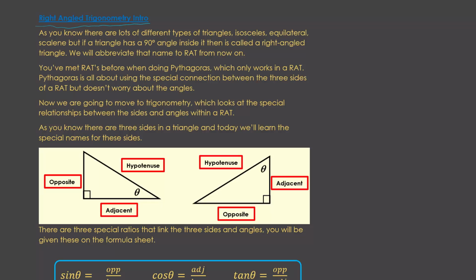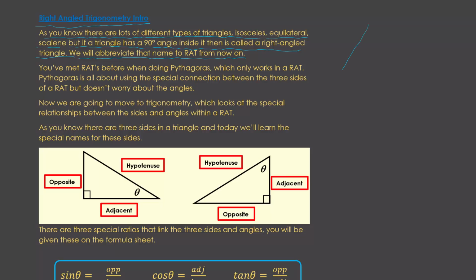Right-angled trigonometry intro. As you know, there are lots of different types of triangles: isosceles, equilateral, scalene. But if a triangle has a 90-degree angle inside it, then it's called a right-angled triangle. We will abbreviate that name to RAT from now on.